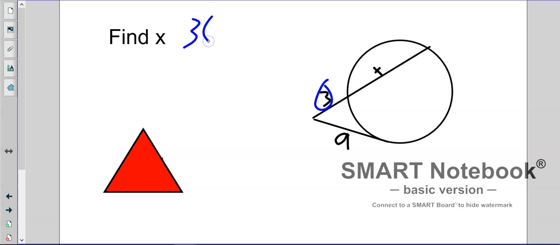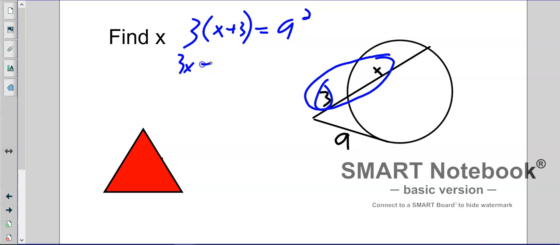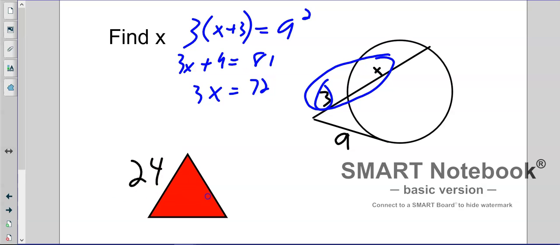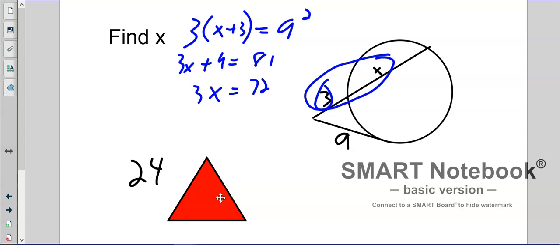It's going to be 3 times these two added together, x plus 3. 3 plus x, same thing. I just like to put the letters first. Equals the tangent squared. So that gives me 3x plus 9 equals 81. I subtract 9. 3x equals 72. And then I divide by 3 and get 24.